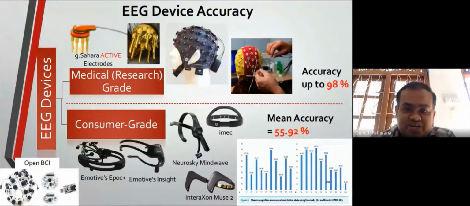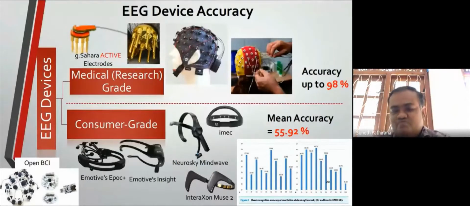There are two main categories. The consumer grade devices you can buy from the internet or from stores without requiring any special permission. These are less accurate; the accuracy is below 60%. We have different models: NeuroSky, Mindwave, Interaxon Muse 2, iMotions, Emotiv Insight, Emotiv Epoc Plus, and OpenBCI-like systems. These are less expensive and the price is affordable, but the accuracy is limited.